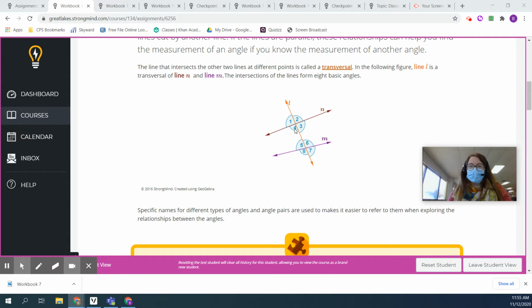So on this side, we have the right side of this line L and the left side. So right side, left side. Then we have above these lines and below those lines. We have the interior angles, meaning that they're inside the thing, and then we have the exterior angles. Interior angles are 3, 4, 5, and 6. Exterior are 1, 2, 7, and 8.